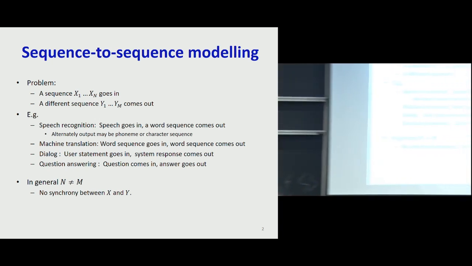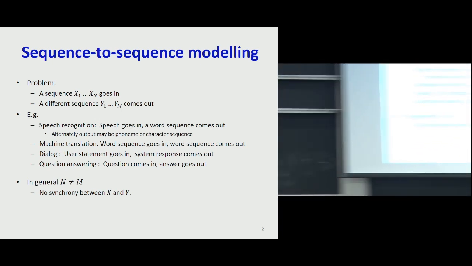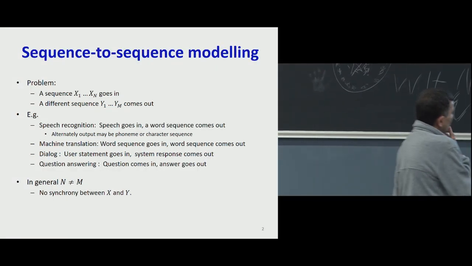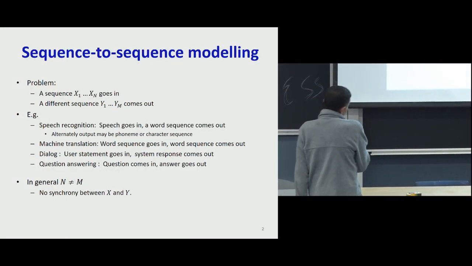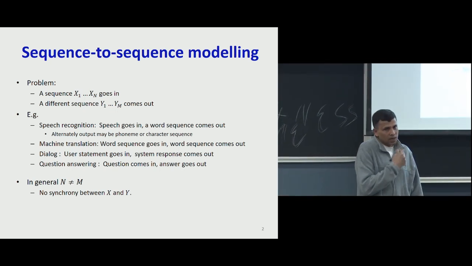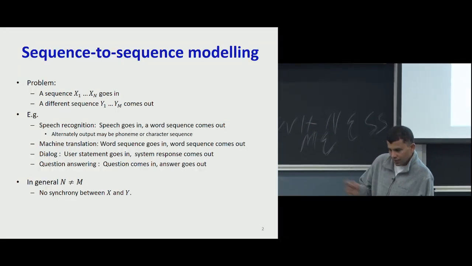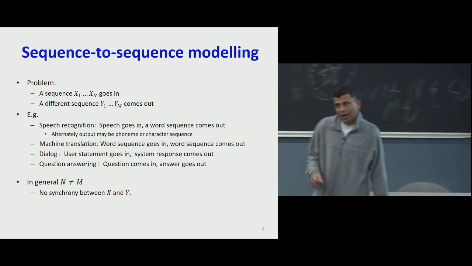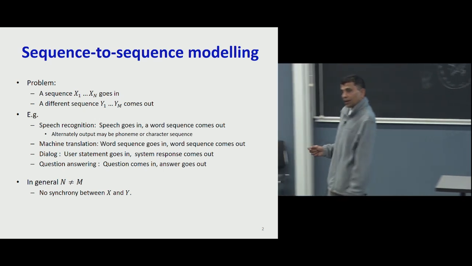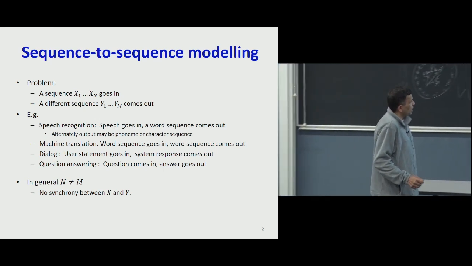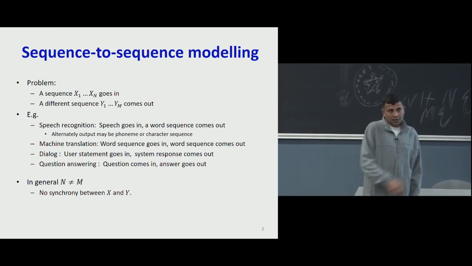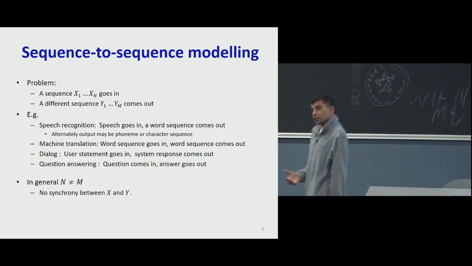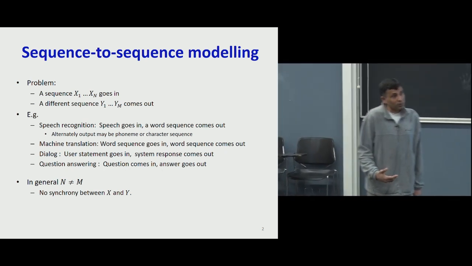Now this is a generalization of the problems we've seen so far. The idea is that a sequence of input comes in, a sequence of output goes out. So speech recognition, for instance, a sequence of audio vectors comes in, a sequence of words comes out. Machine translation, a sequence of words comes in one language, a sequence of words goes out in another language. In dialogue systems, the user says something, it's a sequence of words. The system responds, it's a sequence of words.